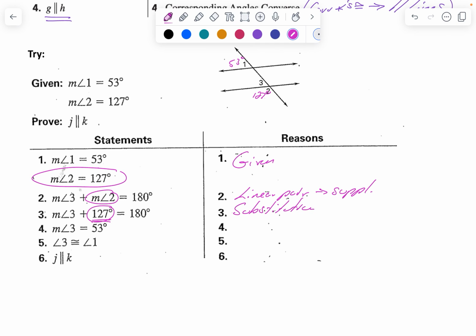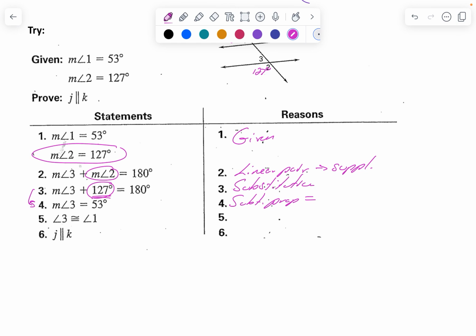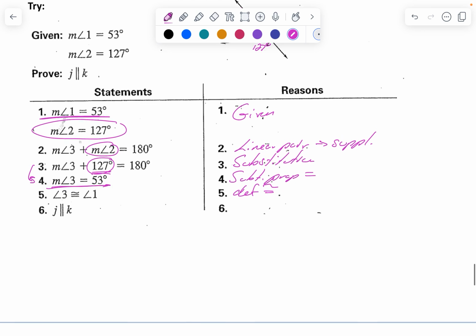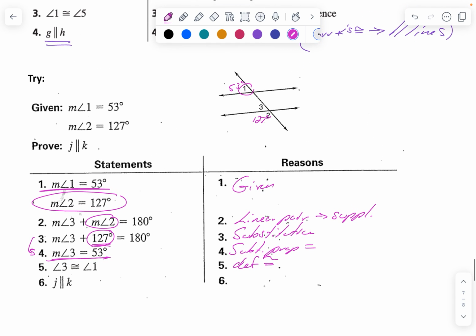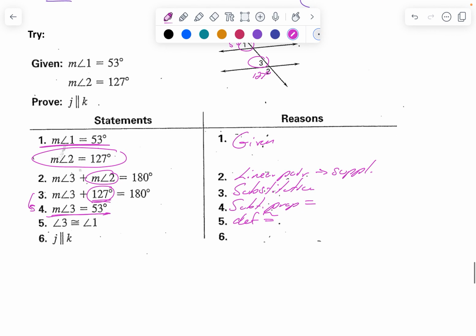And then let's see, how do we go from 3 to 4? Well, looks like we subtracted 127 from both sides. So that would be the subtraction property of equality. And then, well, guess what? If the measure of angle 3 is 53 degrees and the measure of angle 1 is 53 degrees, then they are congruent. And that is the definition of congruency. Same measure means congruent and vice versa. And then if angle 3 and angle 1 are congruent, what relationship do those have? Well, they're corresponding angles. So if corresponding angles are congruent, that means then we have parallel lines.